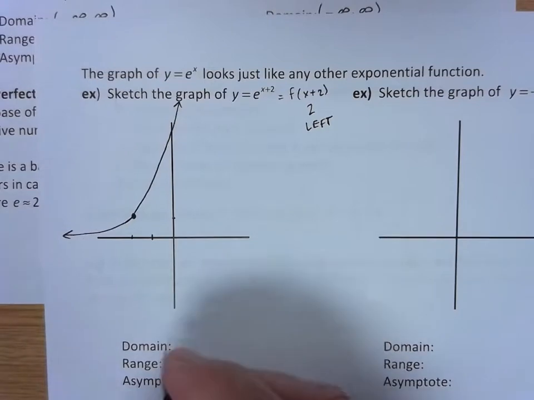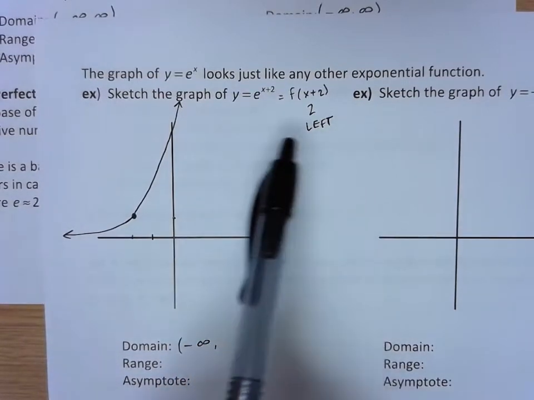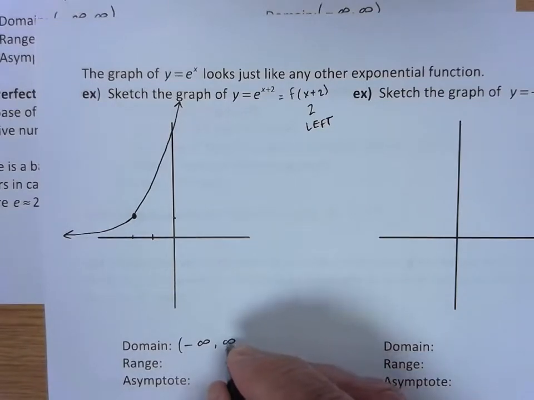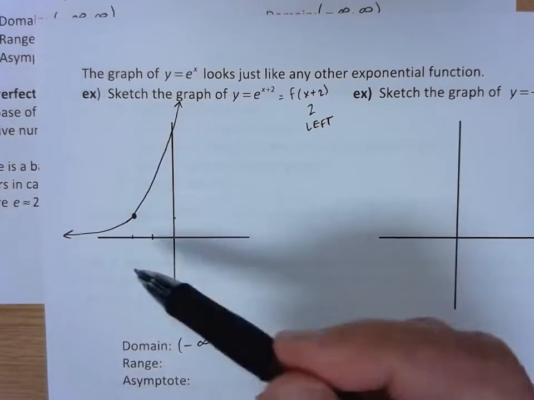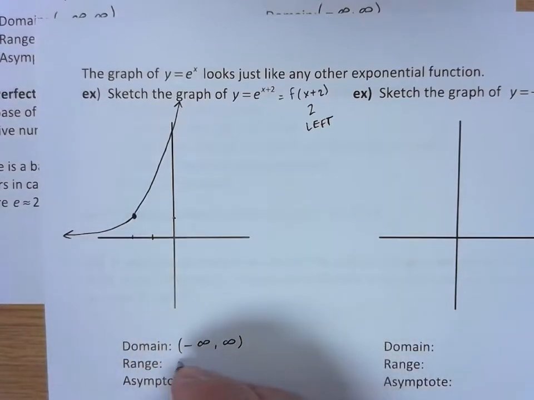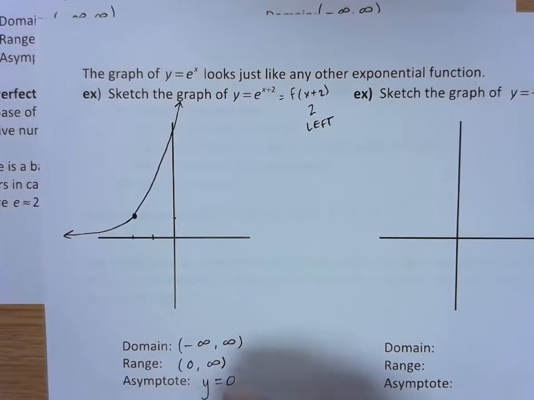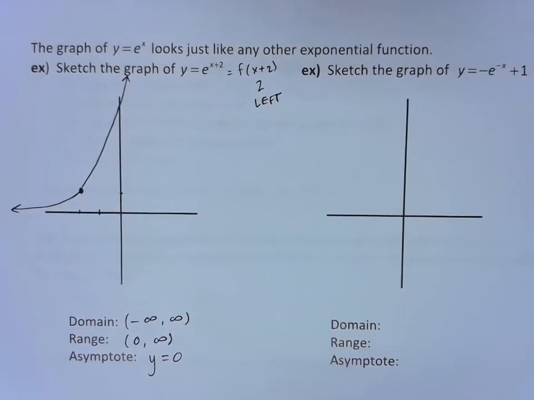So your domain for any exponential function, whether it has a rational or an irrational base, will always be all real numbers. The range, we didn't shift this one vertically, so the asymptote is still the baseline for the range, meaning you go from 0 to infinity. And again, your asymptote is still at the x-axis, so y equals 0 is the equation for this asymptote.